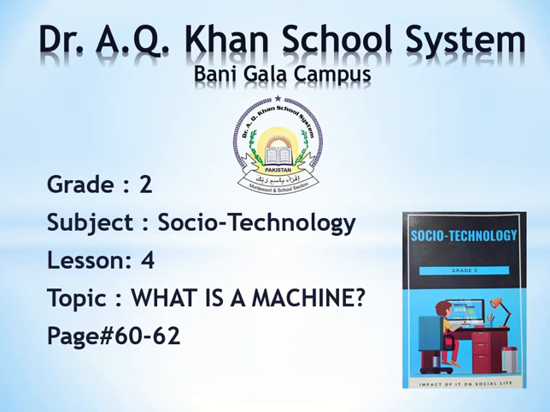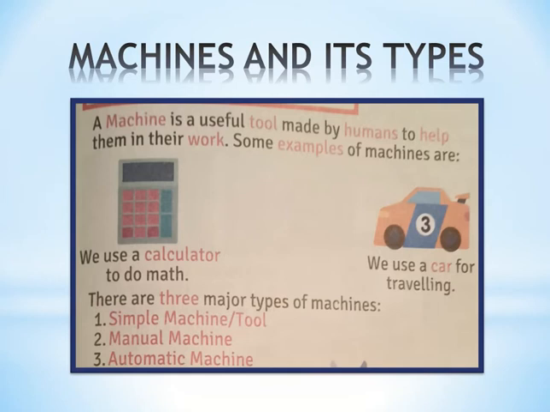Okay, today we will start our social technology book and lesson number 4 for grade 2, and your topic name is what is a machine. You have to open your page number 60. Okay, in simple words, machine is a tool which is made by humans and it helps to ease their work. Okay, they help us in completing our work.